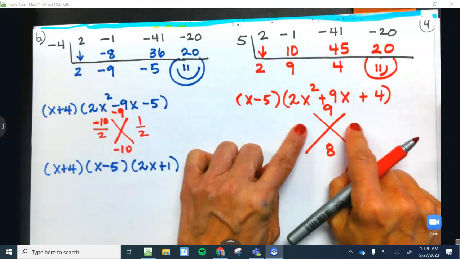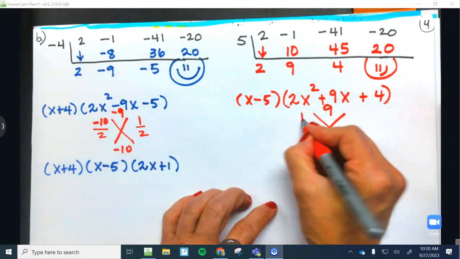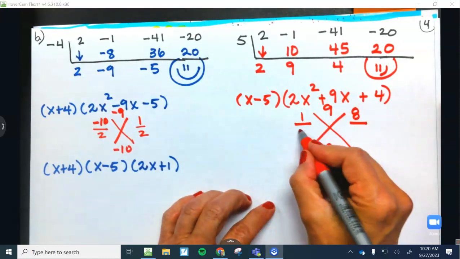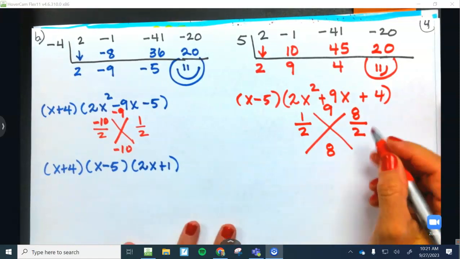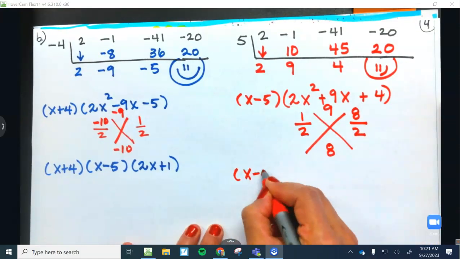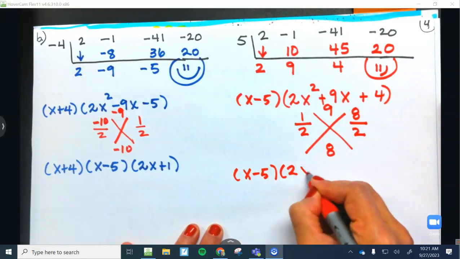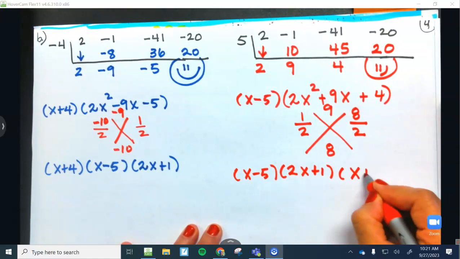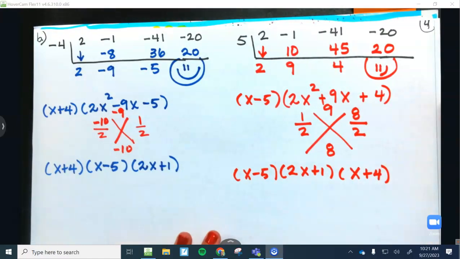What are those magic numbers up here? 1 and 8. Don't forget, what are we dividing by? 2. So x minus 5, 2x plus 1, and x plus 4. See how you get the same factors? They're out of order, but they're the same factors.